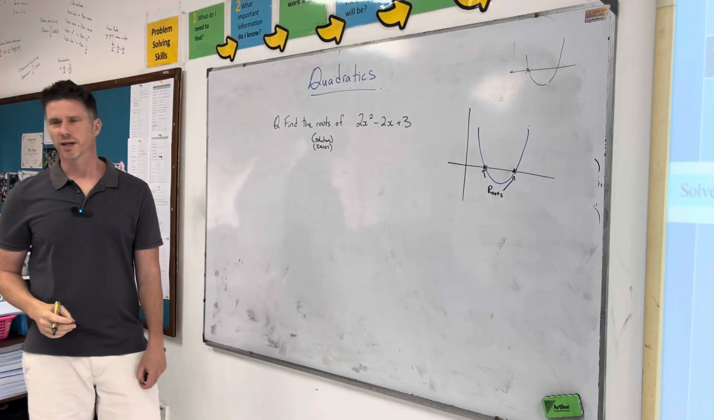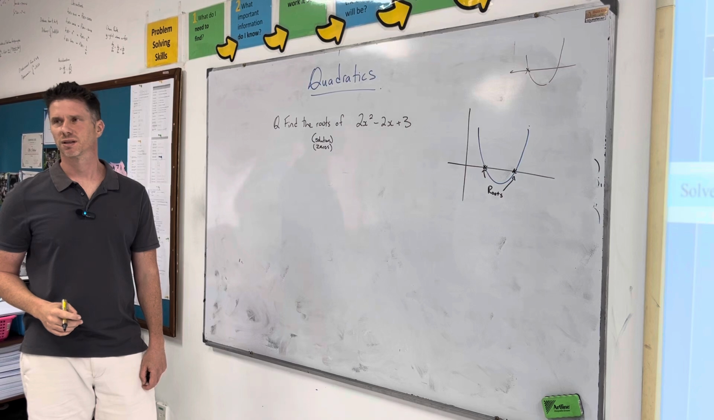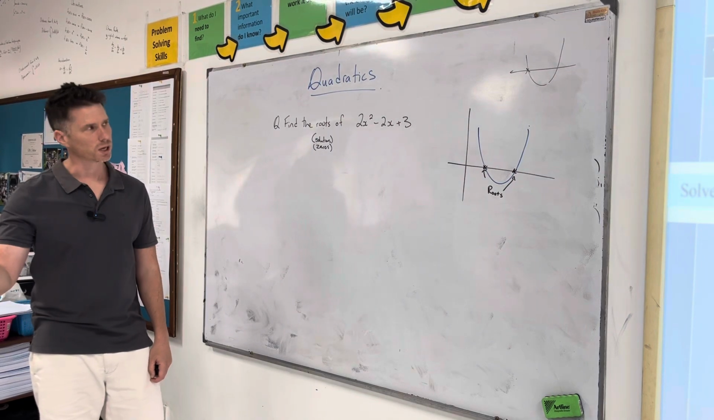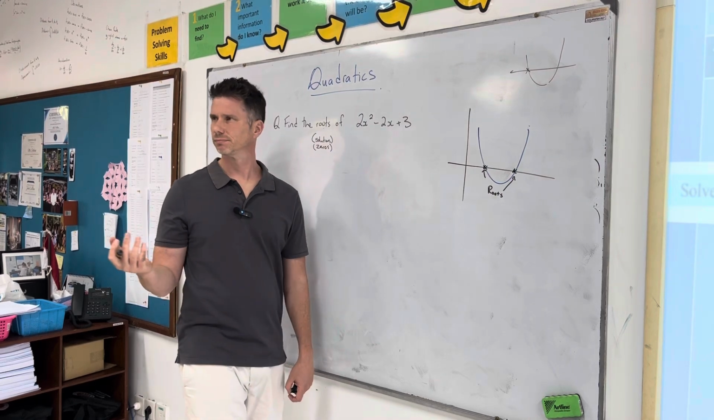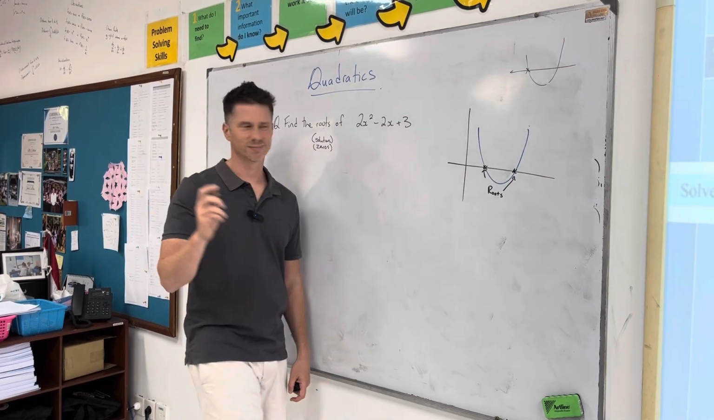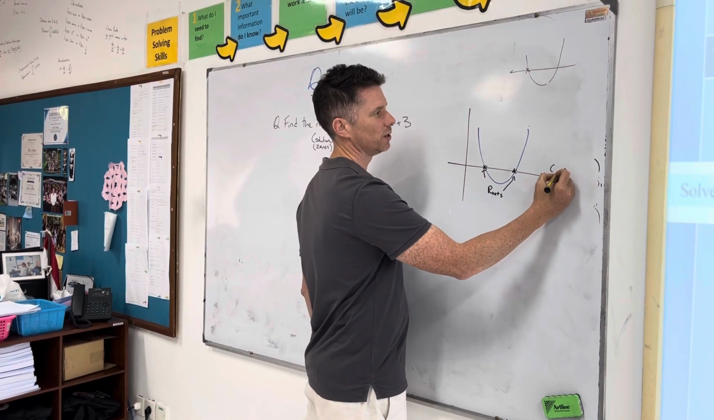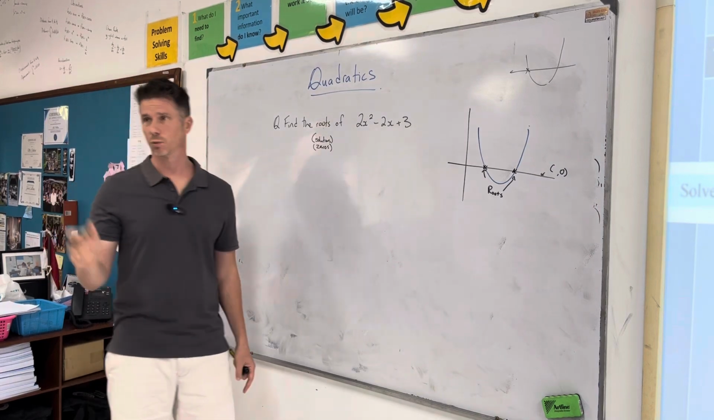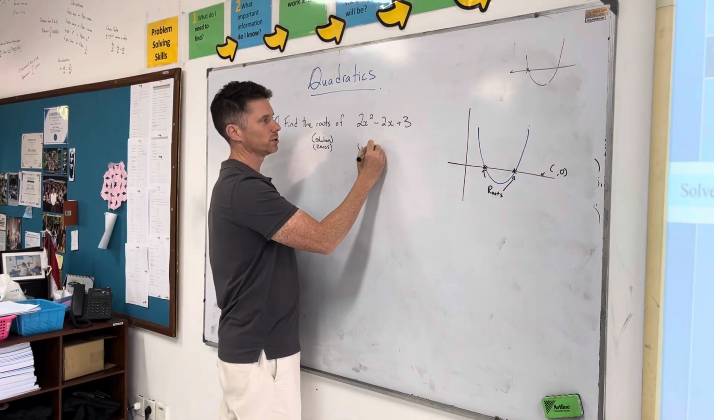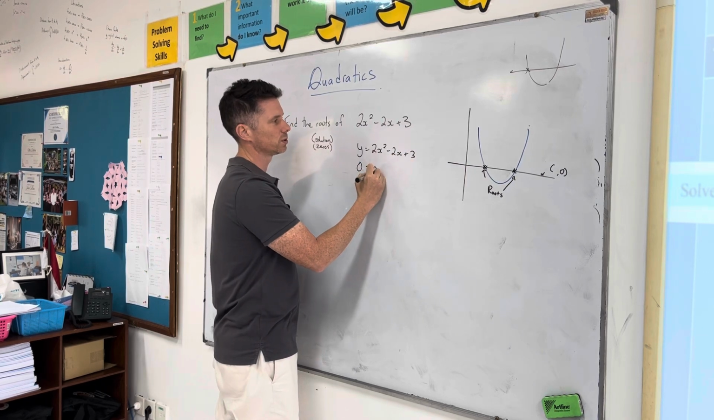Why call them zeros, Josh? Your question was, why can we just say equals 0? Okay, yeah. Because any point along this axis will have a y value of 0. And remember, this is a relationship between x and y if we draw it like this. So it's y equals 2x squared minus 2x plus 3, so 0 equals 2x squared minus 2x plus 3.